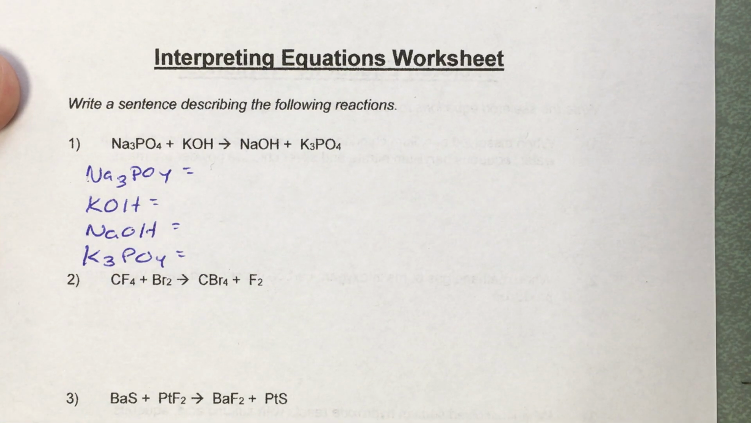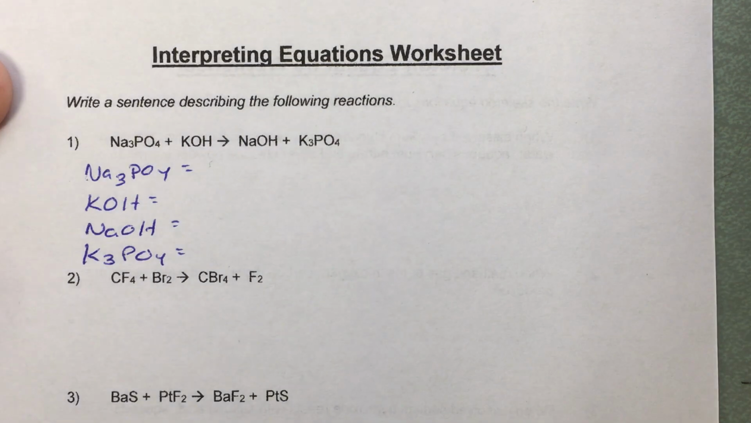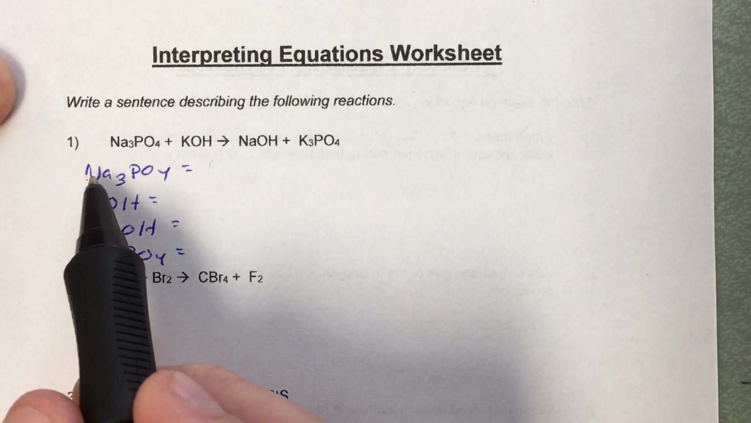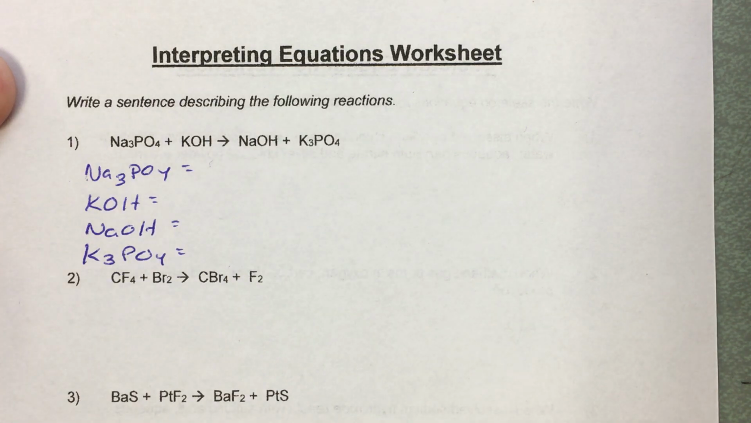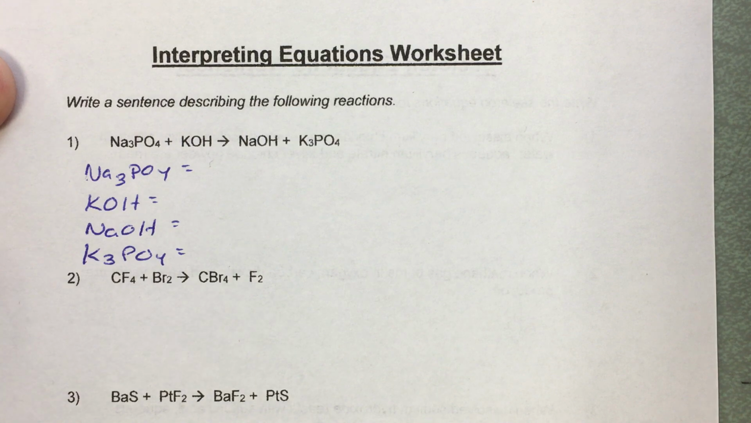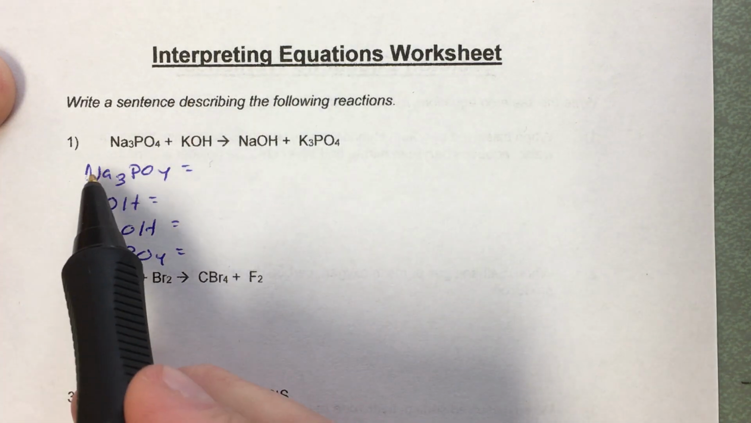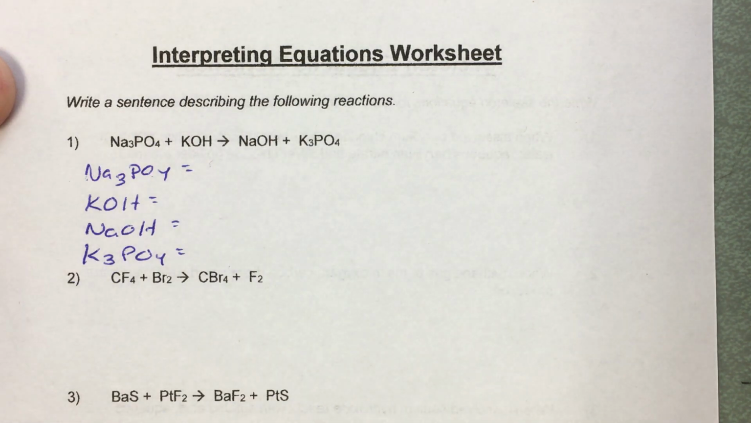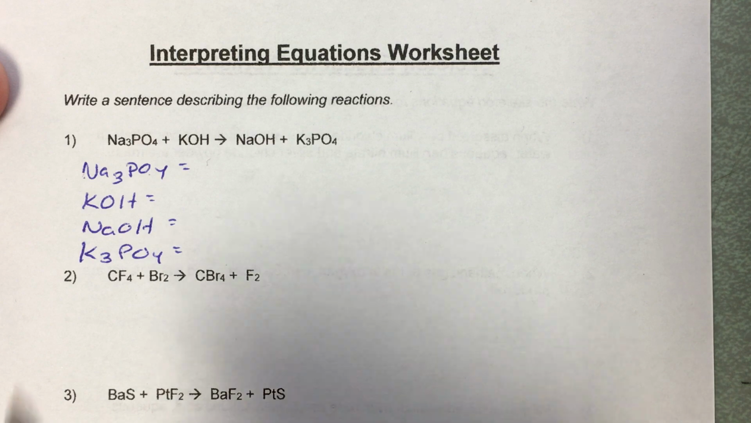And there's a video on this, so you can go back and watch the nomenclature video if any of this doesn't sound familiar to you. So my first substance, Na3PO4. I know that's an ionic substance because it starts with a metal. It starts with sodium. Another way that I know this is an ionic substance is the 3 capital letters. If it's got 3 capital letters in it, I know it's got to have a polyatomic ion in it, which makes it an ionic compound.